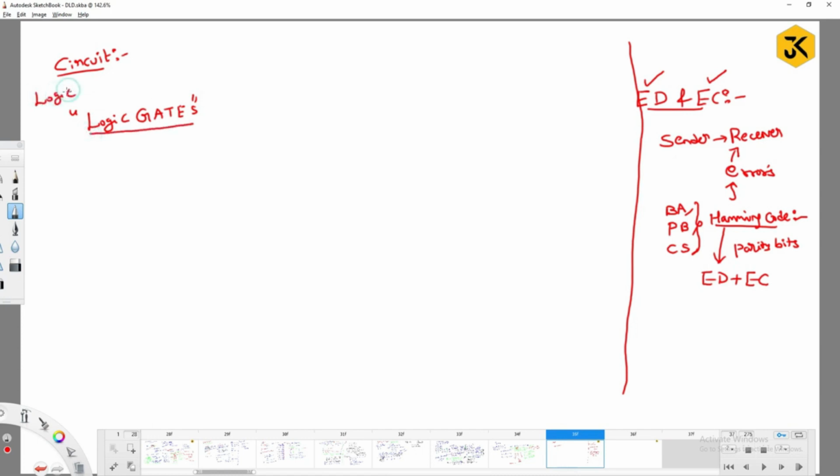The way you arrange these gates to get an efficient output, all those things we can call logic design, right? So once we know how to design these gates to yield a certain kind of outcome, that entire thing we can call a circuit, right?